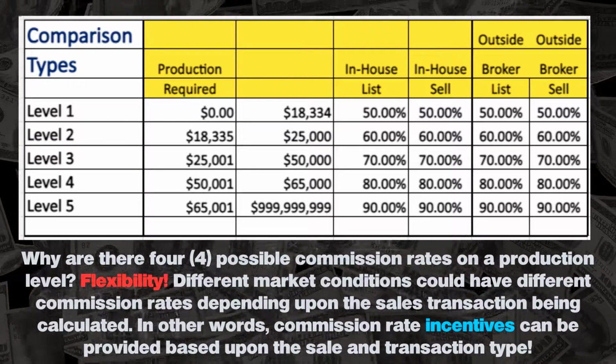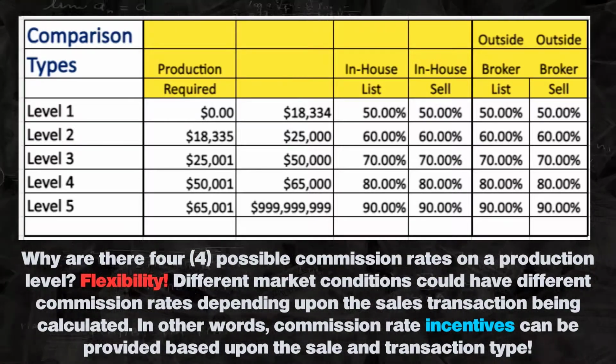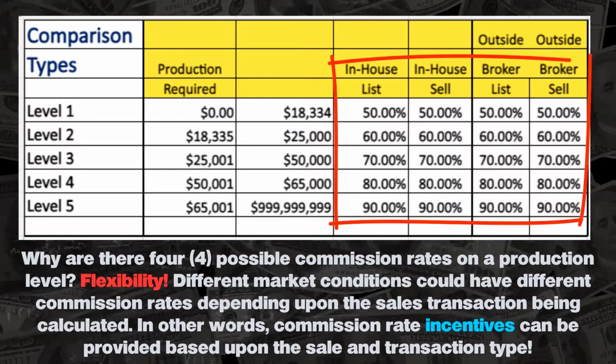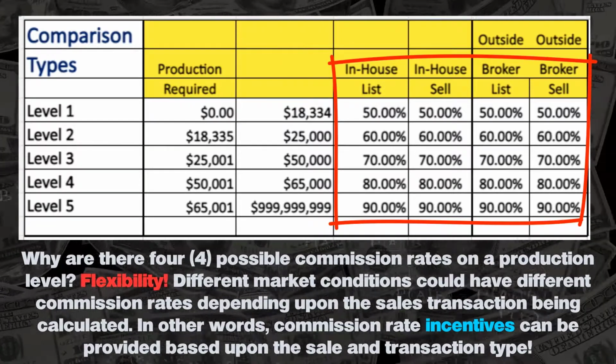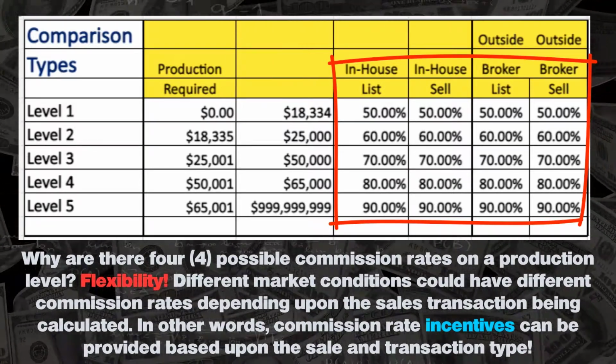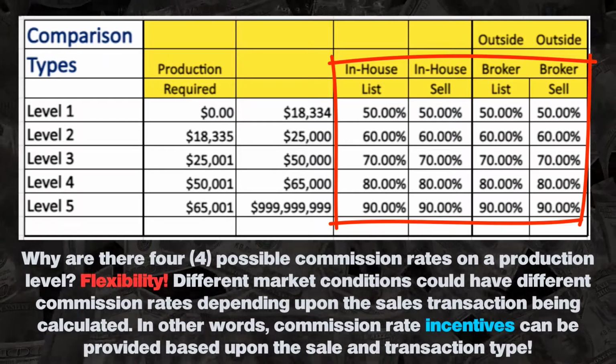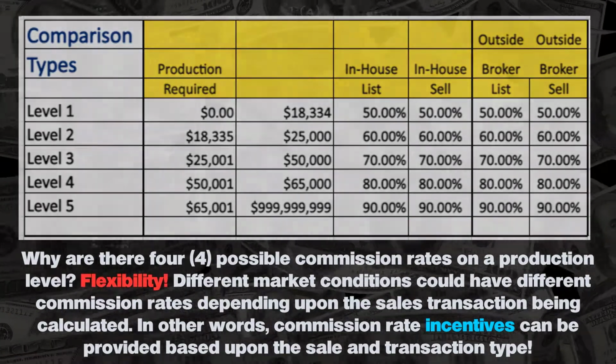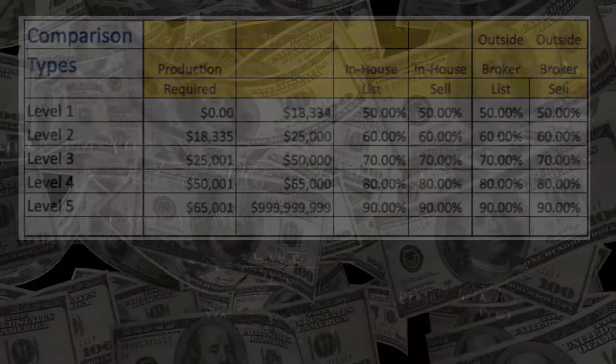Why are there 4 possible commission rates on a production level? Flexibility. Different market conditions could have different commission rates depending upon the sales transaction being calculated. In other words, commission rate incentives can be provided based upon the sale and transaction type.